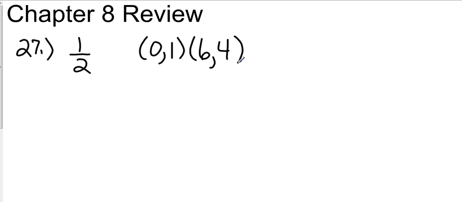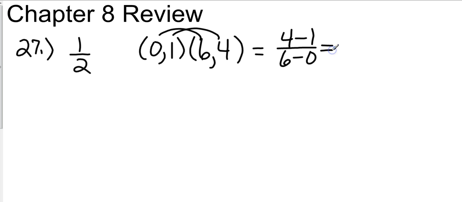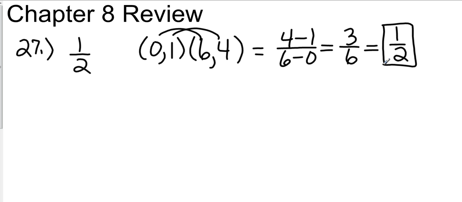So we were finding the slope of this, so we need to connect our y's, we need to connect our x's, and we need to subtract y's over x's. So we're going 4 minus 1 all over 6 minus 0. That's 3 over 6, which reduces to 1/2. Again, make sure that you reduce all fractions.